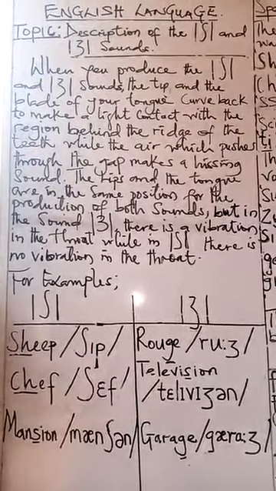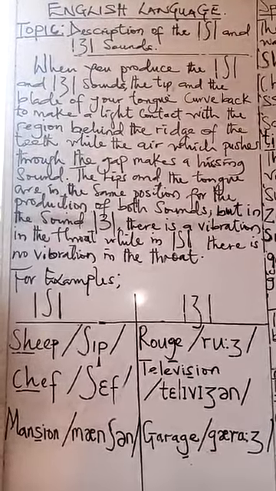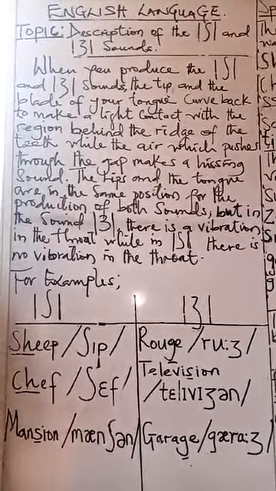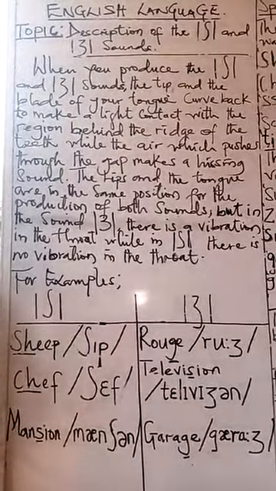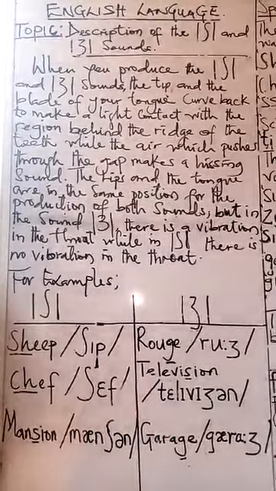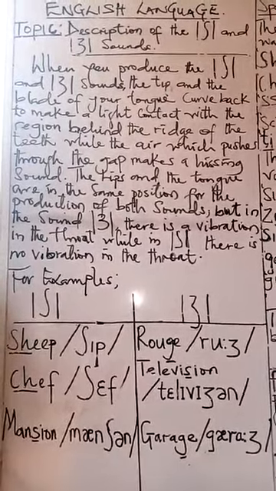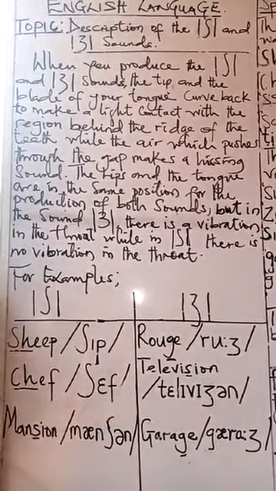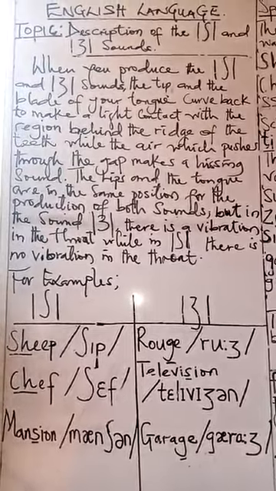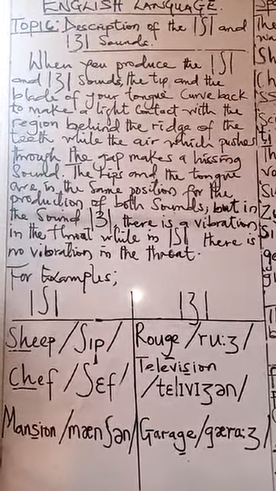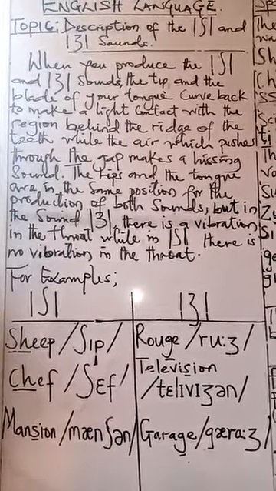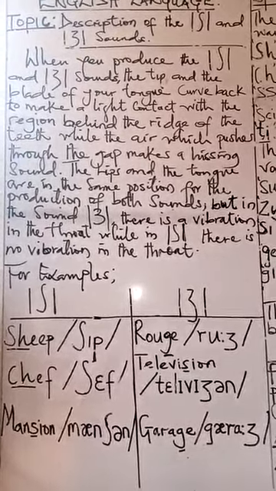Where is your tip and where is the blade of your tongue? The tip of our tongue is the front part of our tongue that is tiny. You can experiment with that. You can just stretch forward your tongue, you will discover that at the top of your tongue there's a tiny part of it.